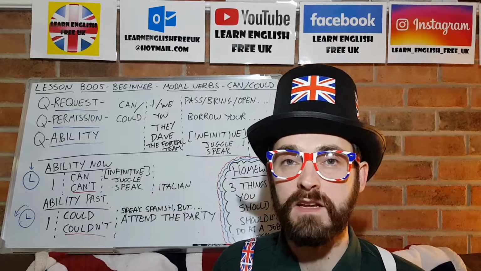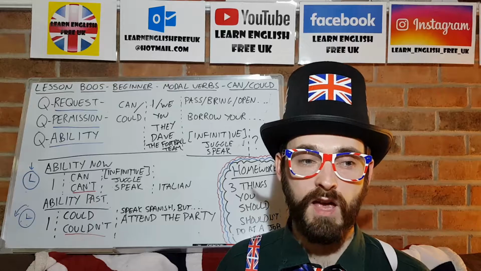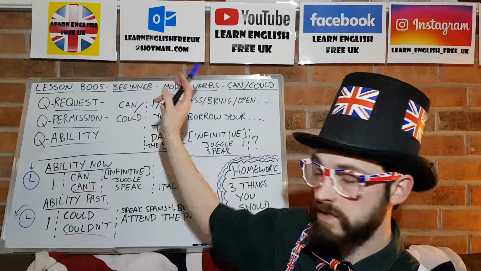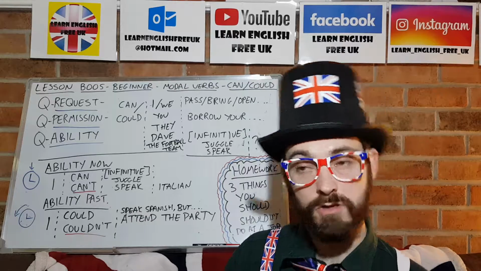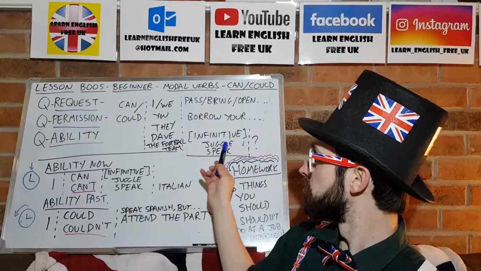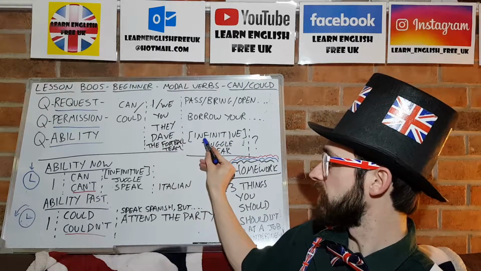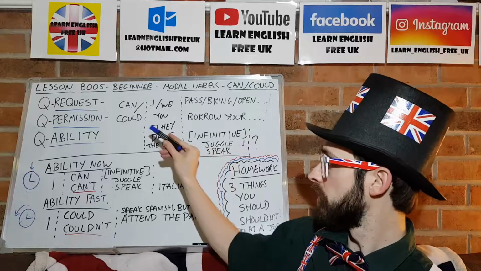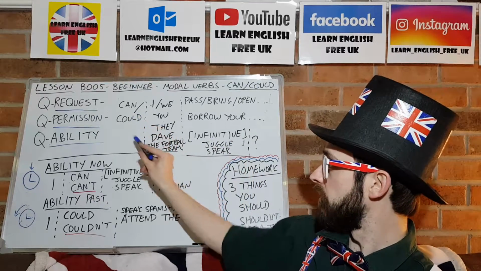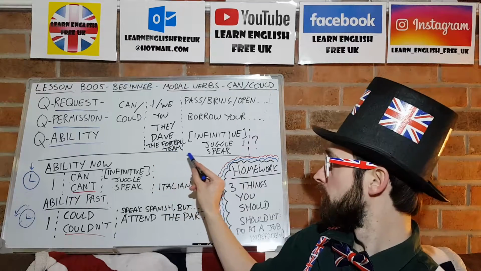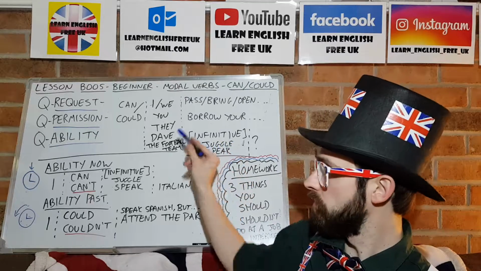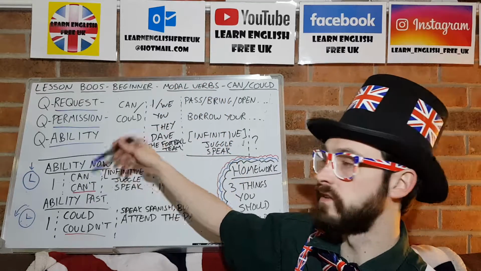The last one is ability. This is asking if you can or can't do something. Can I speak English? Can you speak English? Can Dave juggle? So what we're doing here is adding an infinitive verb. Can Dave juggle? Can Dave speak Spanish? Can the football team play football today? So you've got 3 different uses of can and could.